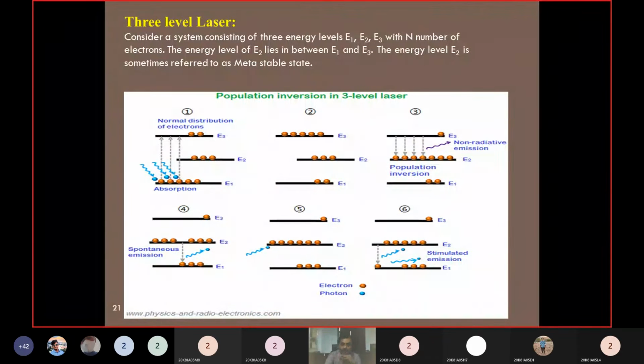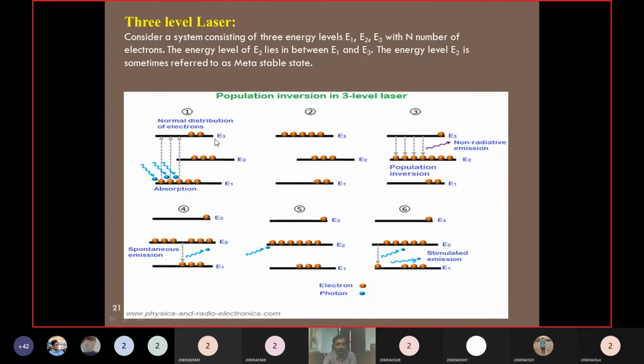Now, different levels will be there: a 3-level laser system and a 4-level laser system. We take different level systems to get population inversion. Suppose this is the 3-level laser system with E1, E2, E3 as the energy states. E3 energy is greater than E2 energy, and E2 energy is greater than E1 energy. E3 greater than E2 greater than E1.